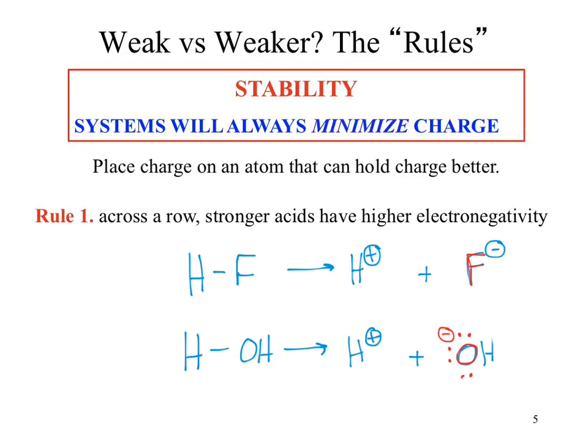Okay. So when we go through and compare based on our first rule, both of these are negative, which means our first approximation doesn't help us. We need to come up with another rule, or kind of an addendum to that rule, some modification. Our overarching rule is stable systems will always minimize that charge. Which atom can minimize the charge better, fluoride or oxygen?